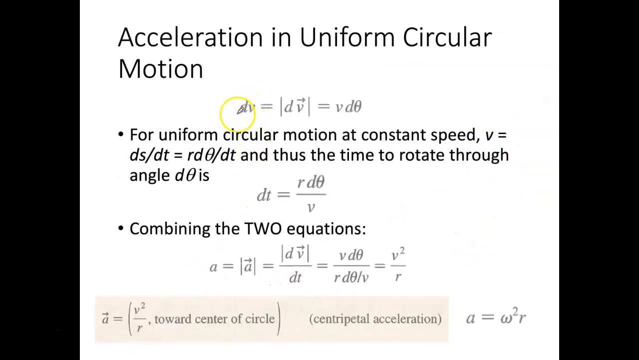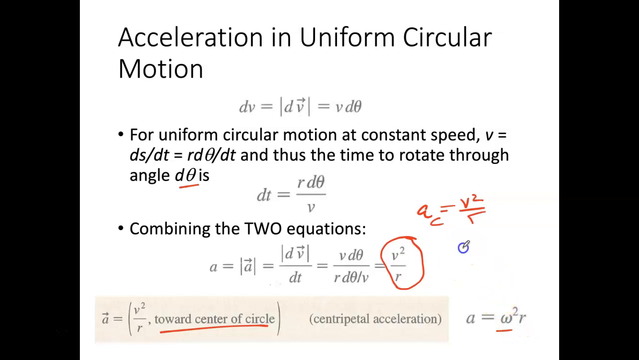Going on, if I have dv, which is v dθ, then for uniform circular motion at a constant speed, which is the change in position over the change in time, I'm going to take r, which is the radius, times the change in the angle divided by the change in time. And if it rotates through this angle, here's my equation. If I combine the two equations, I get what we were talking about earlier, and that is the centripetal acceleration is equal to v squared over r. So that's toward the center of the circle. The centripetal acceleration is also then equal to omega squared times r.